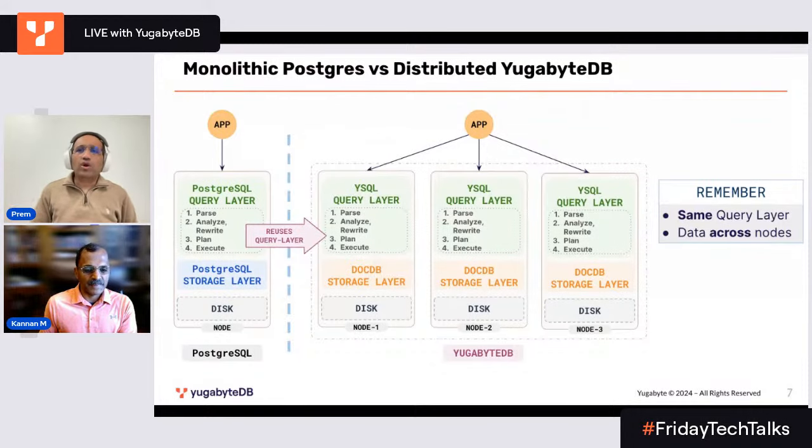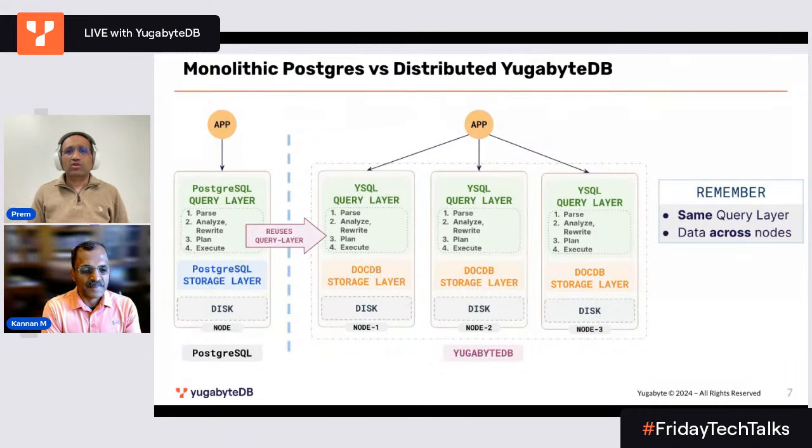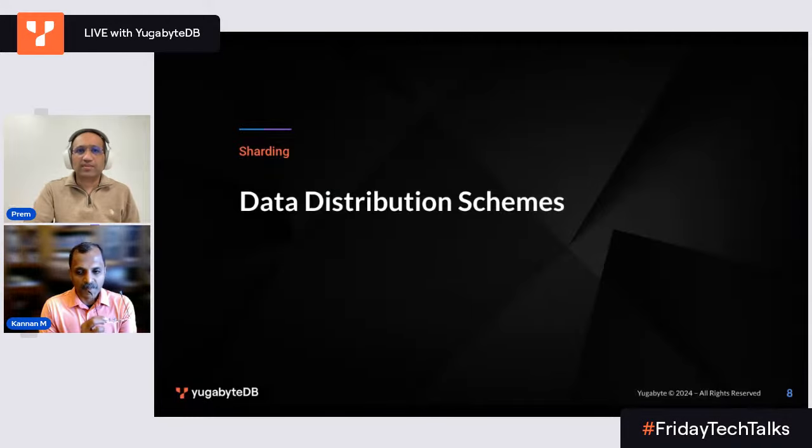Just to show you how YugabyteDB is similar and at the same time different from a monolithic Postgres, take a look at this visual. Yugabyte uses the same query layer, just like Postgres, and so queries look the same, but the storage layer is spread across multiple nodes. So reads and writes have to be coordinated between nodes. This is a very, very important factor to remember when you model your data for a distributed database.